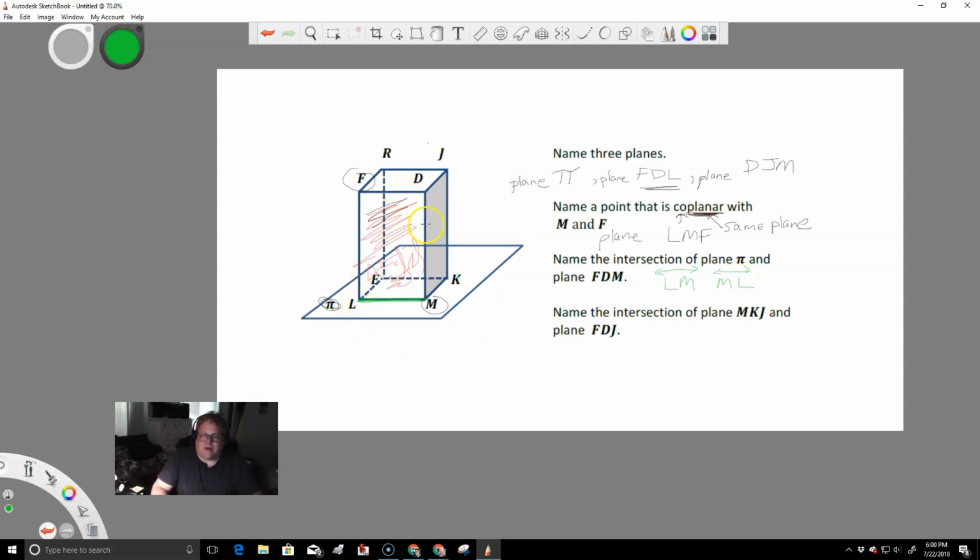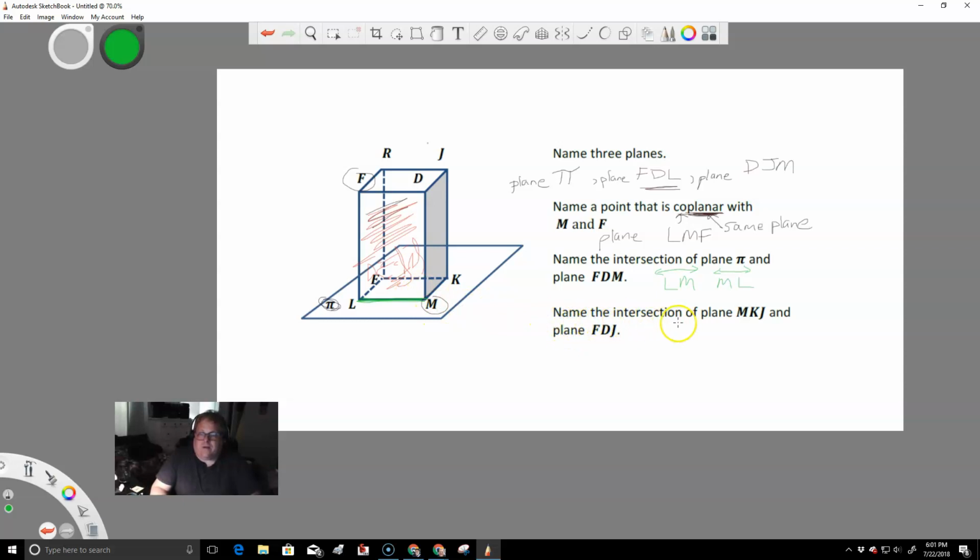Okay, so now if they pick a different side, then obviously it would be like MK or EK or EL, depending on which side. Now, they could trick you and say maybe the bottom one and the top one, and then you would say no intersection, because this is hovering above it. Those would be called parallel planes, but we'll talk about that in a different lesson.